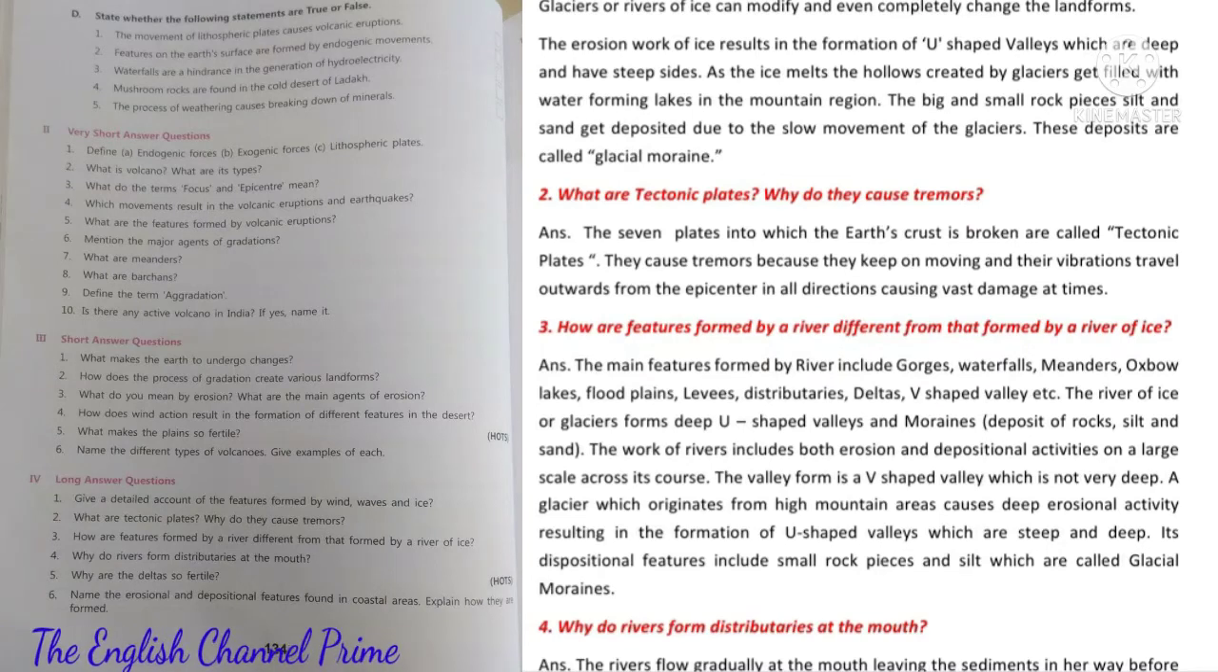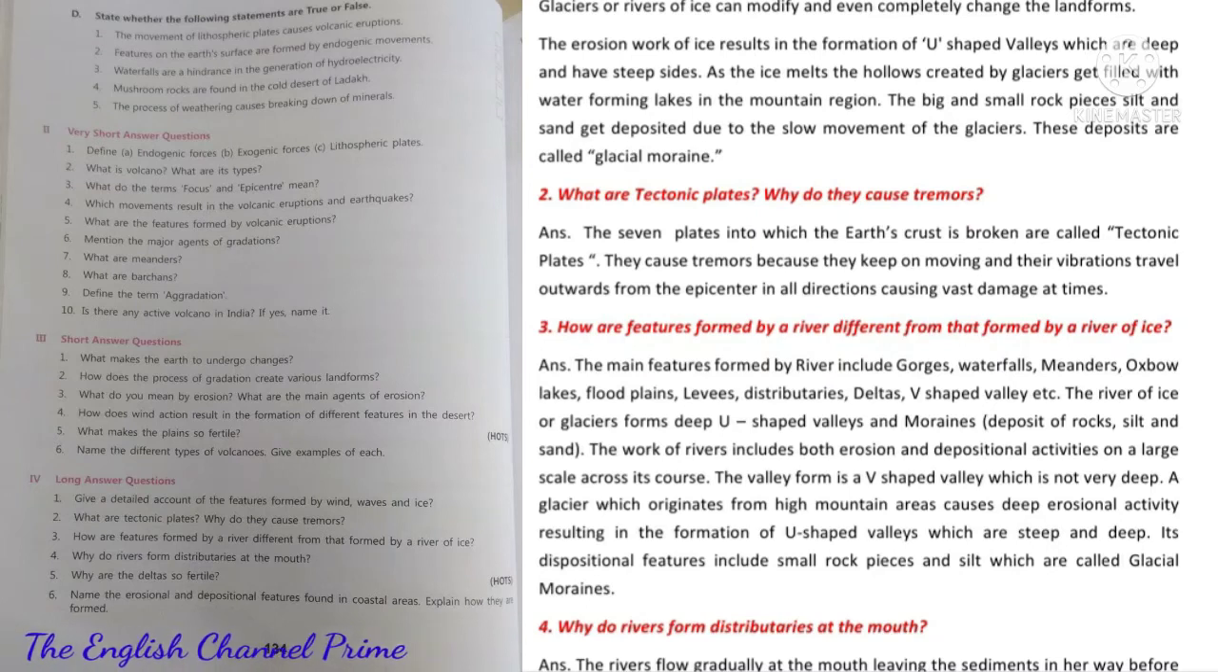Done. Now second question. What are tectonic plates? Why do they cause tremors? Answer. The 7 plates into which the Earth's crust is broken are called the tectonic plates. They cause tremors because they keep on moving and their vibrations travel outwards from the epicenter in all directions, causing vast damage at times.